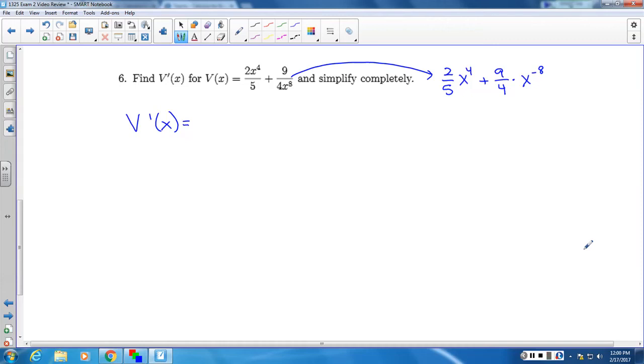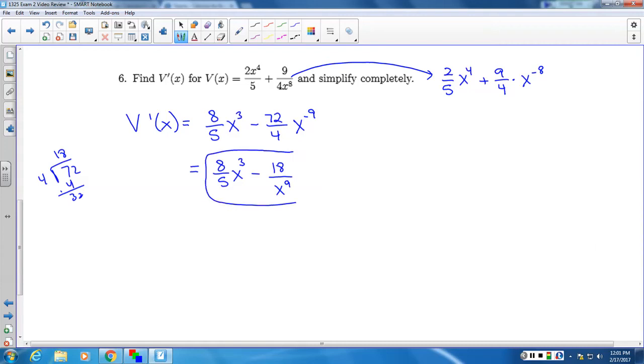Now taking the derivative, 4 times 2/5 is 8/5, x to the 3rd. And then -8 times 9/4 is -72 over 4, x to the -9. Simplifying completely, the 8/5 x cubed is pretty much already where it's at. 72 can go into 4 how many times? 18 times. So this will be minus 18 over x to the 9th to get rid of that negative exponent.